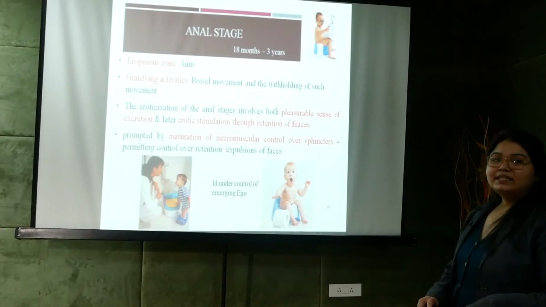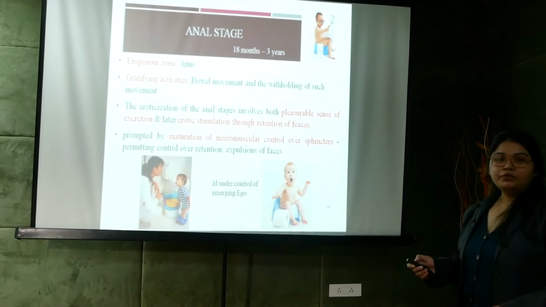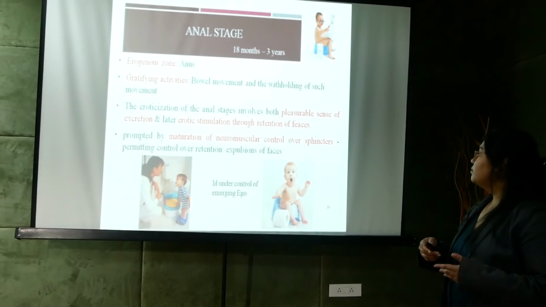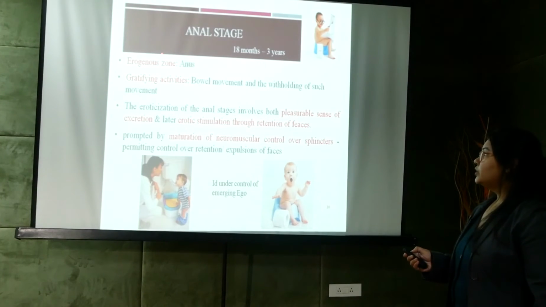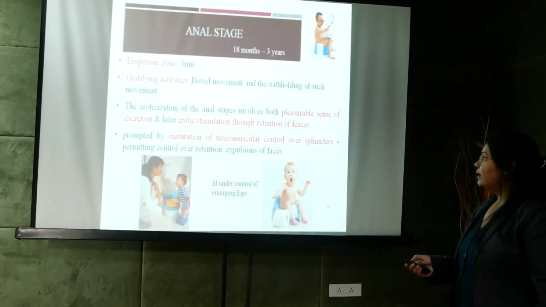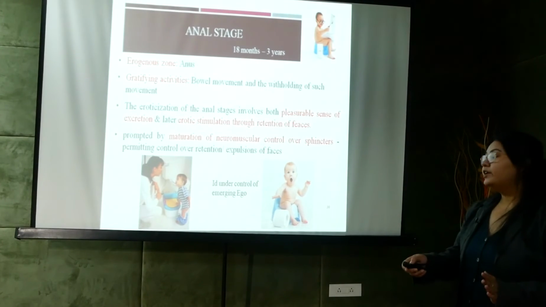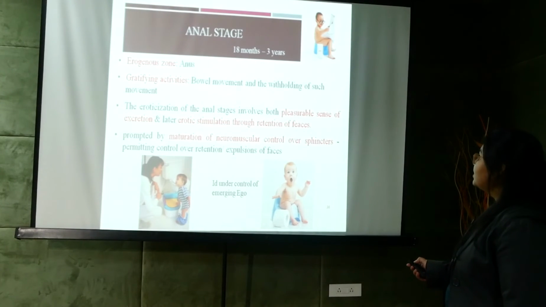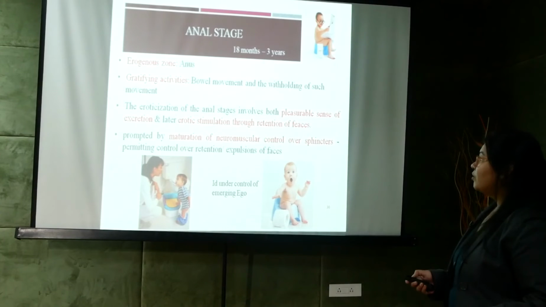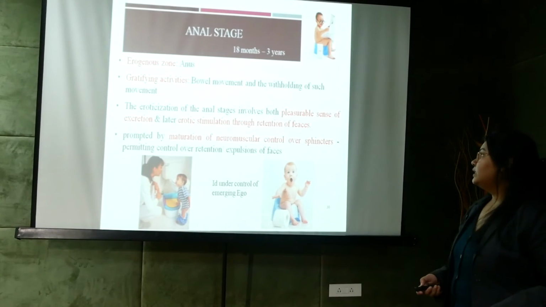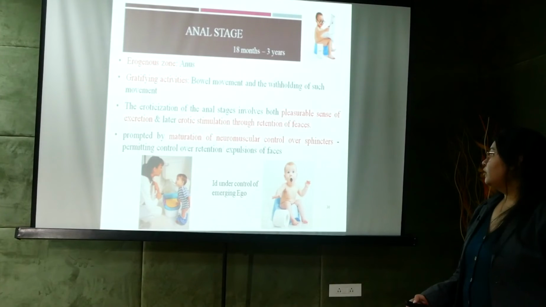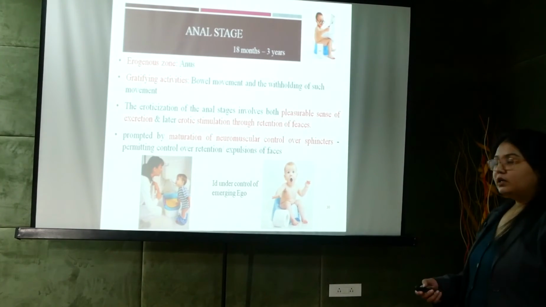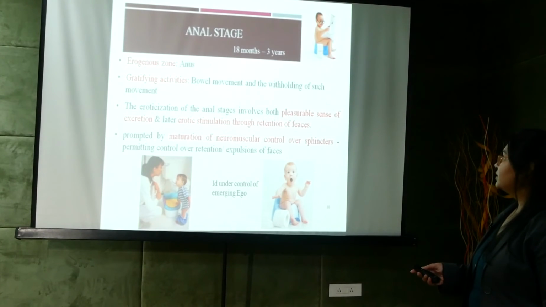Then comes the anal stage, which is from 18 months to 3 years, when the child is a toddler, when he learns to walk, when he moves around. The erogenous zone is the anus. At that time, it is basically the stage of toilet training for the child. The eroticization of the anal stage involves both the pleasurable sense of excretion and later erotic stimulation through retention of feces. It is prompted by maturation of neuromuscular control over the sphincters.